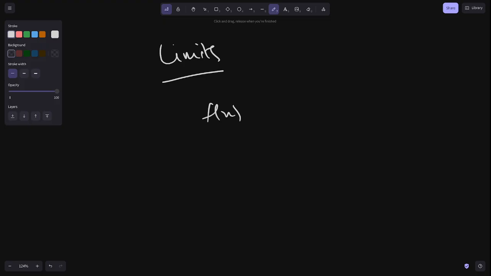Let's say f of x is equal to (x cube minus x square minus one) over (x minus one). We never know the value of f when x is equal to one. We cannot put this value in and calculate, because this would be dividing by 0. So what we want to know is the value of f of x near 1.